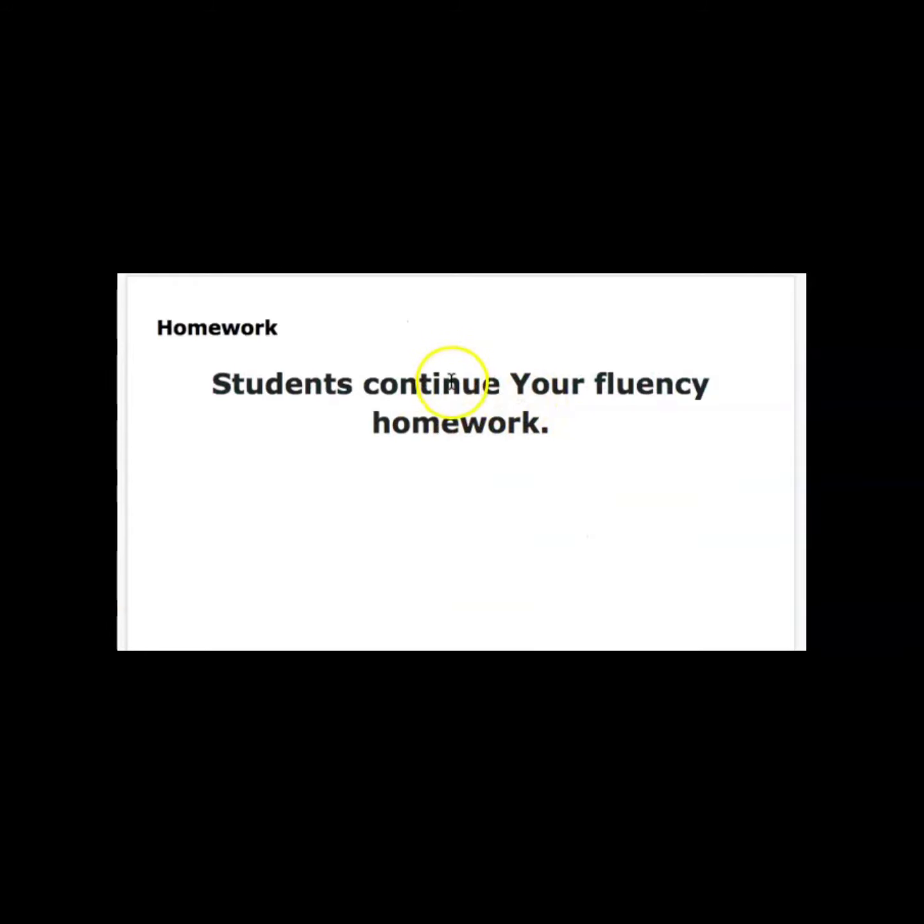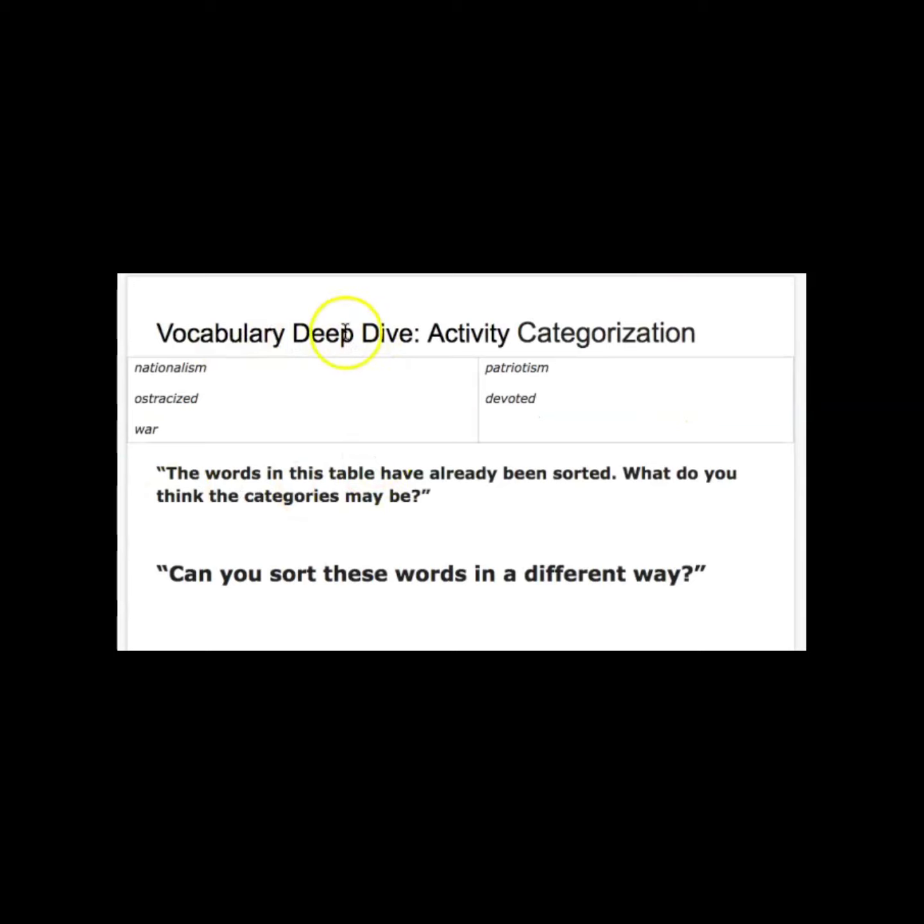For homework, I want you guys to continue reading, practicing your fluency. Now on to our vocabulary deep dive. We're going to be doing an activity in categorization, or putting words in categories. Now looking at the words that are in the table, they've already been sorted. What do you think the categories may be? Can you sort these words in a different way?